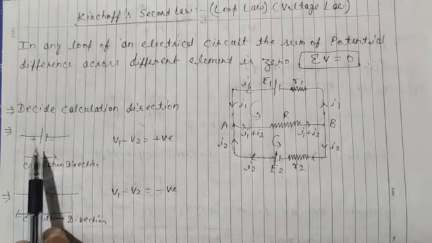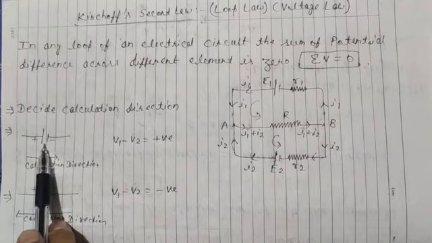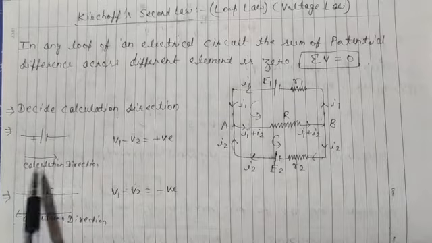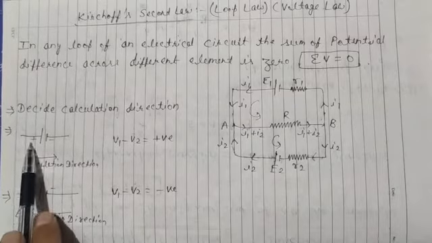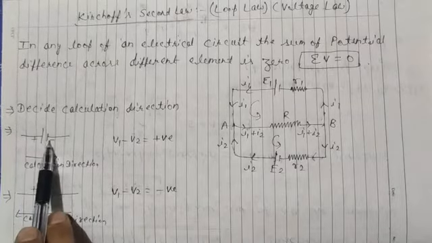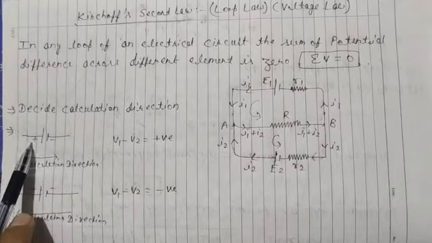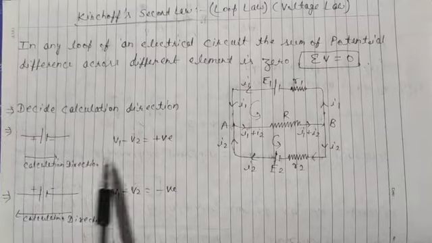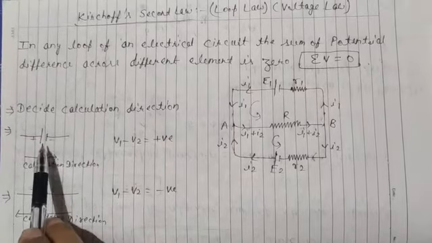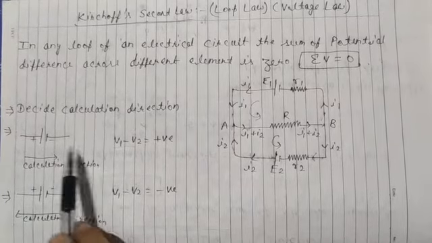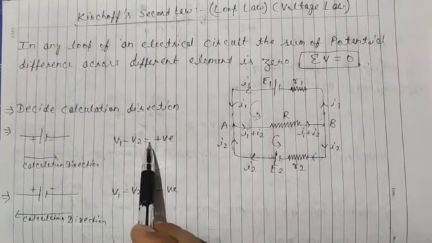Second, if we have a cell like this and our calculation direction is here, left to right, this is the positive plate and this is the negative plate, and the calculation direction is from the positive plate to the negative plate. Then the potential difference of this cell is always taken positive.